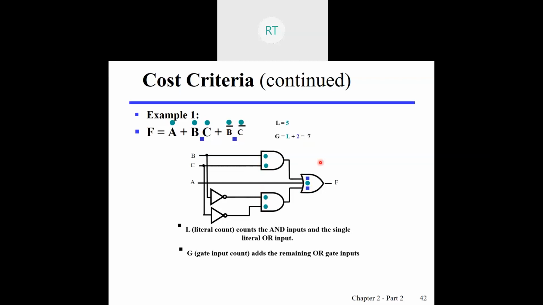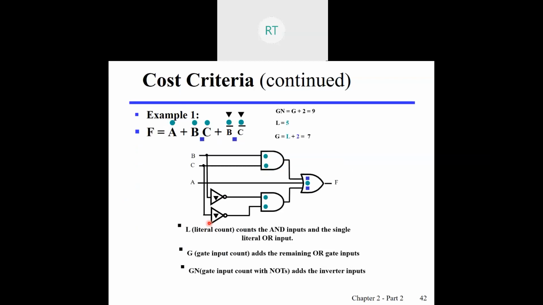How would we get Gn? In addition to G, I count how many inverters I have. So I have here 1, 2. So I add 2 to it. So 9. So this is L5, G7, Gn9. L is the literal count. G is the gate input count. You also add the OR gate, because the outputs of the ANDs will be inputs to an OR gate. And then you add the inverter inputs to calculate the Gn, which is with the NOT.